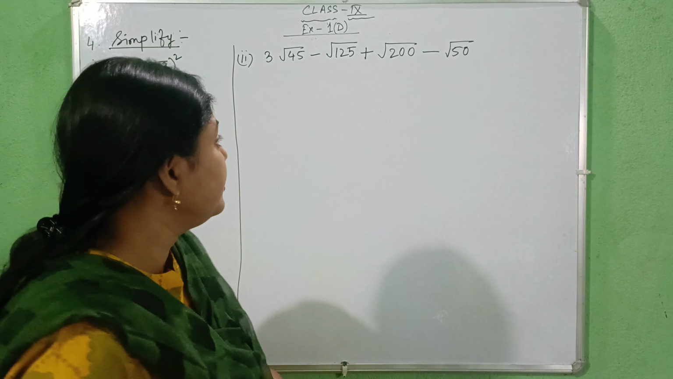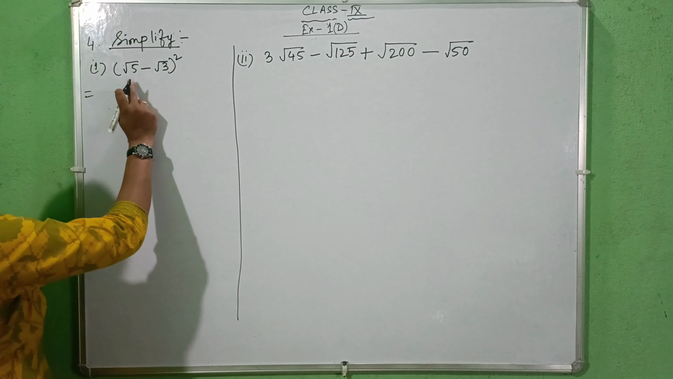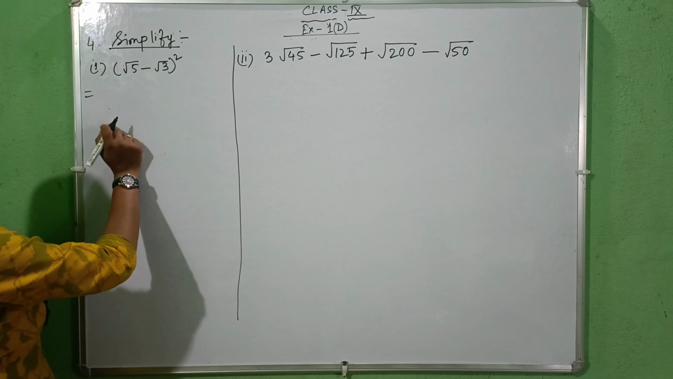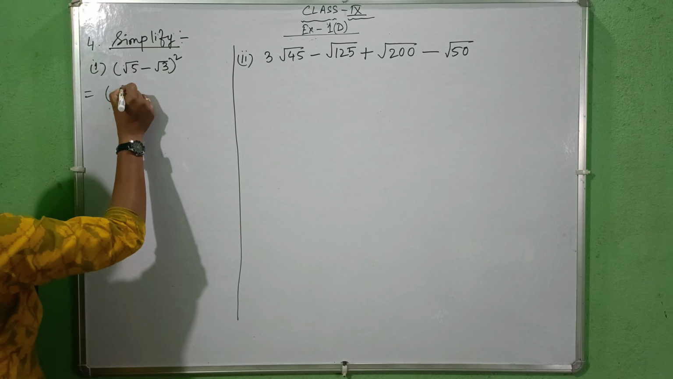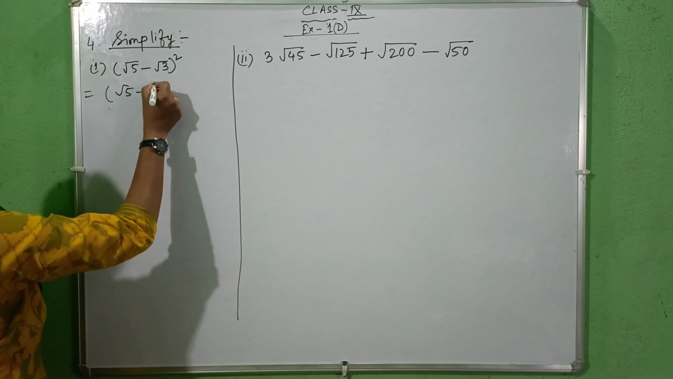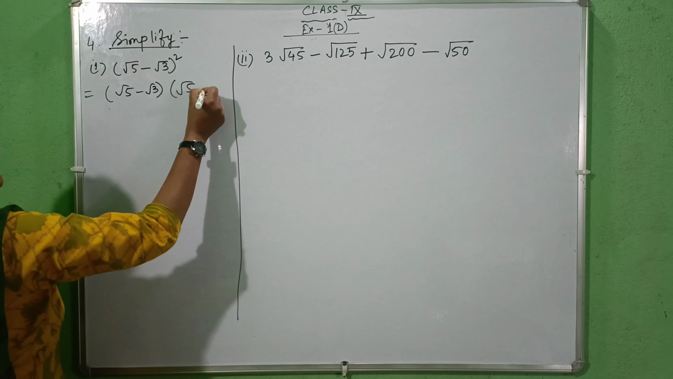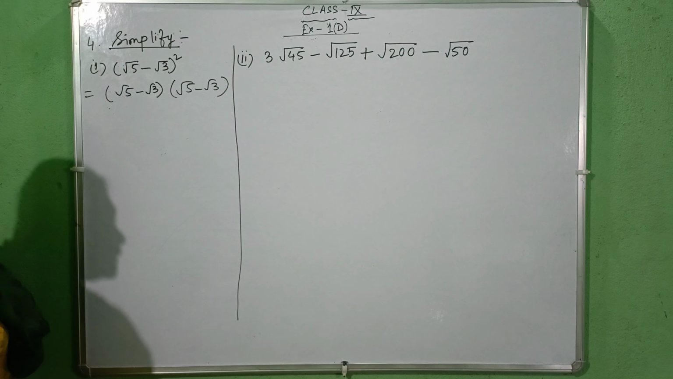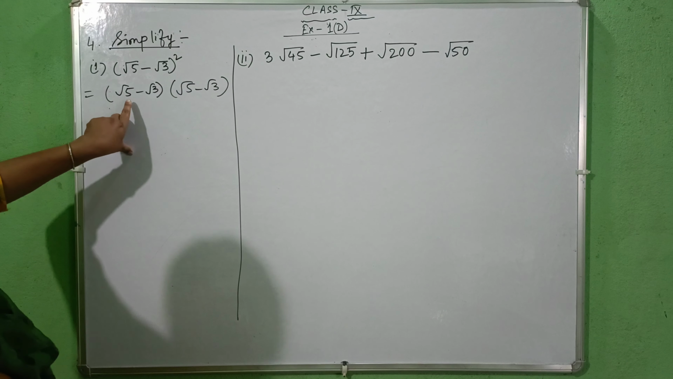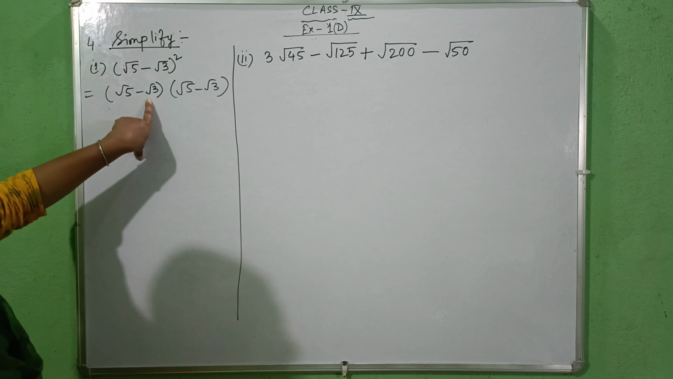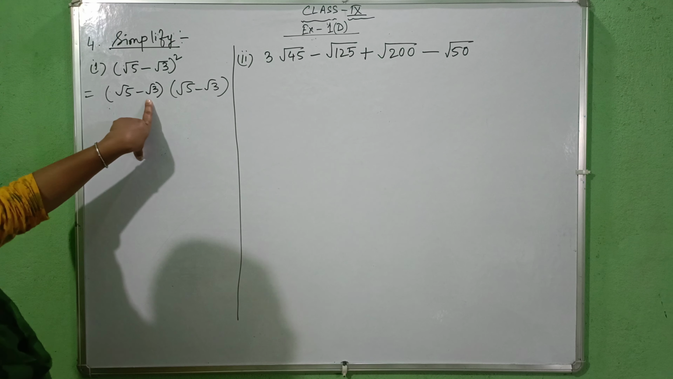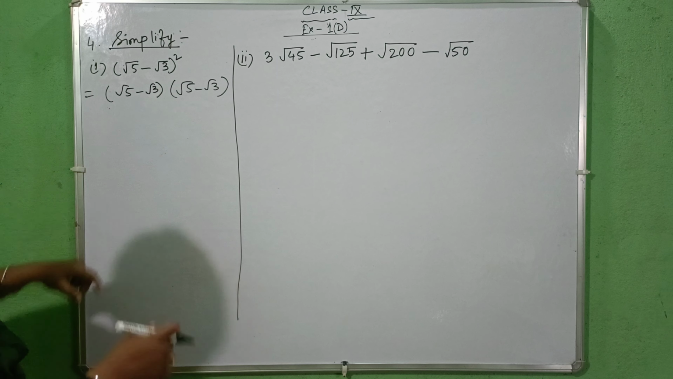Okay, so let's have a look at this sum. Root 5 minus root 3 whole square. It means root 5 minus root 3 into root 5 minus root 3. It means that root 5 minus root 3 is multiplied twice with itself only. So I can write it.